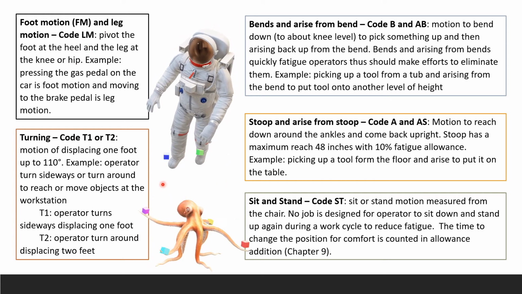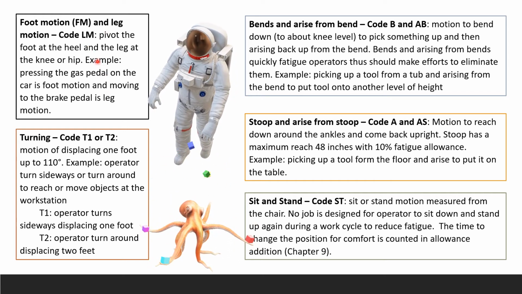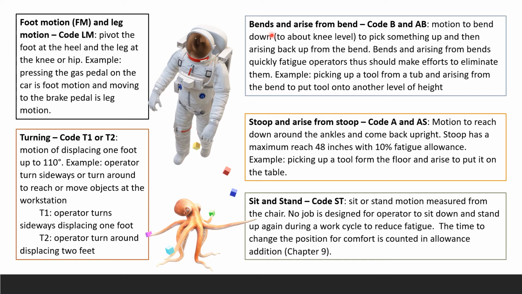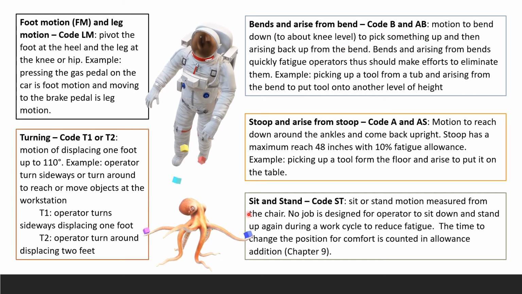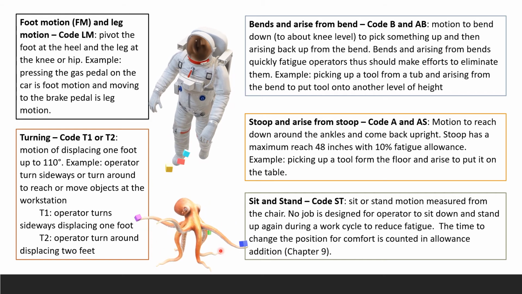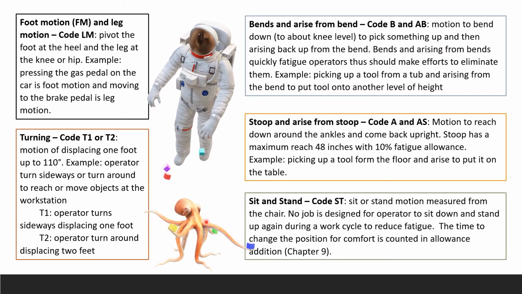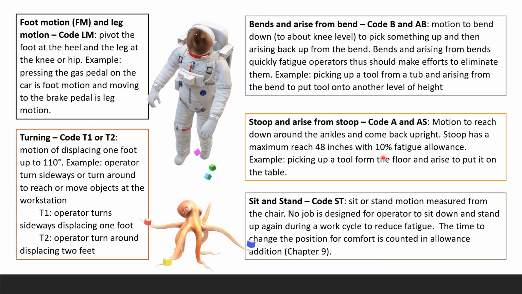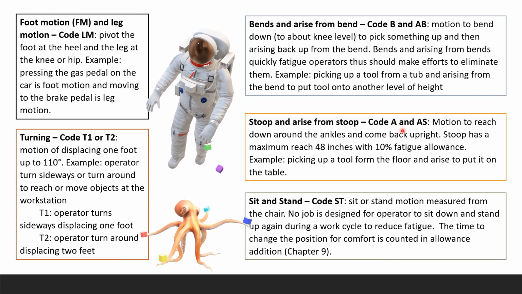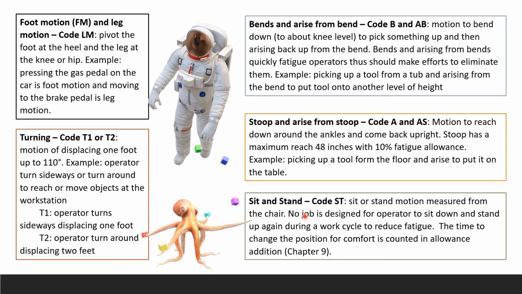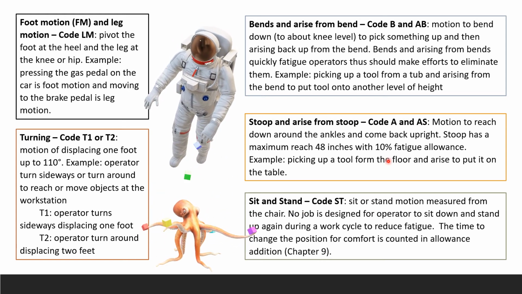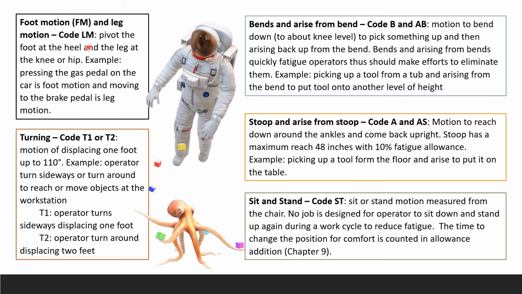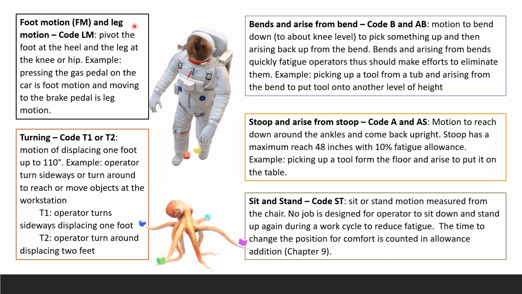Foot motion is your FM, and leg motion code is your LM. Turning, okay, is code T1 or T2. Bending, rising from the bend is your B and AB. It's all about you picking up something. So here you can see is bending and then rising from bending. Same thing, then stoop and rise from stoop. Again, getting into your leg motion. Code A and then AS. Sit and stand is your code ST. Again, what you're going to do is read through that and emphasize on learning the code letters and what they do. Okay.